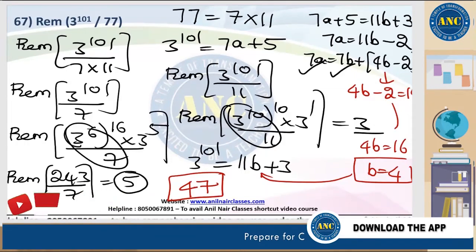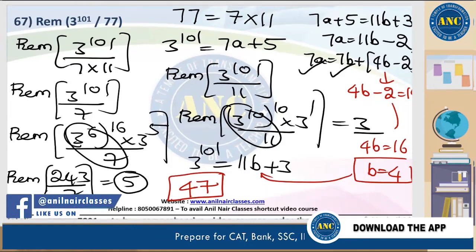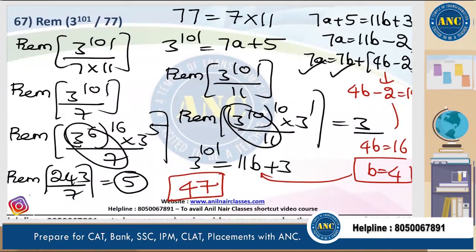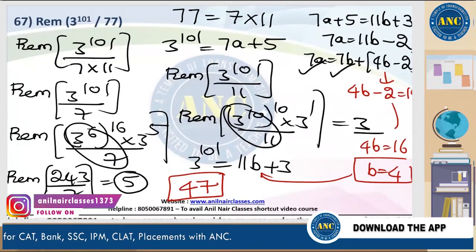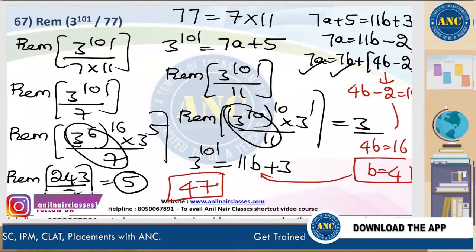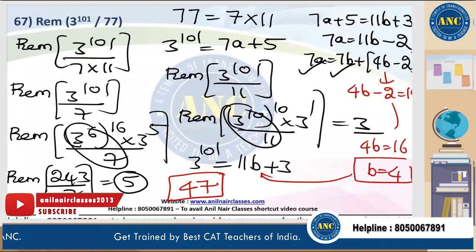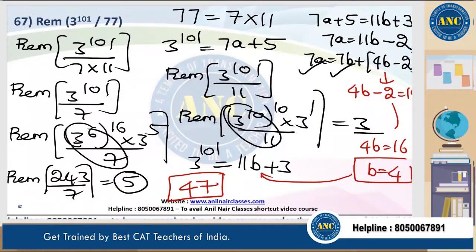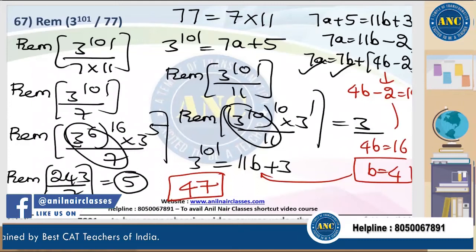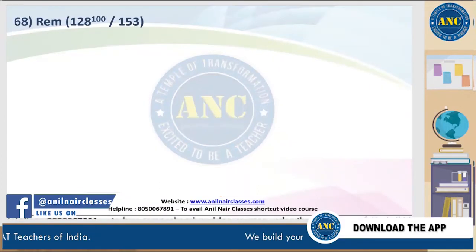I hope it is clear. Idea clear, right? Idea clear? Next one. Next question, 67 over 68. Once you keep solving tough level questions, you will get a lot of models, then everything will be clear.